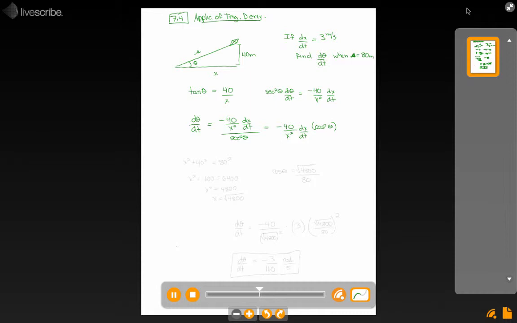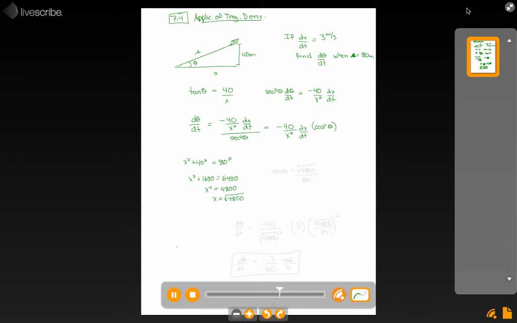Now, we don't have x given to us directly, nor do we have theta, but we do have enough information to find either one of those, in that we're told that the kite is always 40 meters above the ground, but also we're talking about the instant when s equals 80. So if I want to know what x is, I know that x squared plus 40 squared has to equal 80 squared. So x squared plus 1600 equals 6400. So x squared equals 4800. So x equals the square root of 4800.